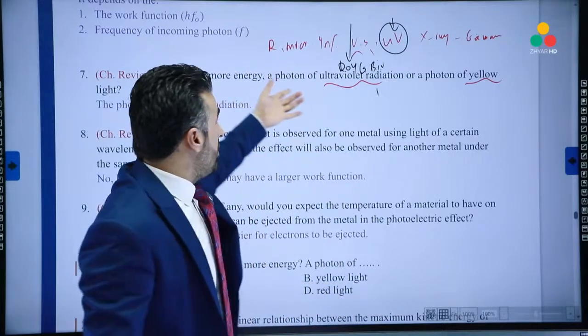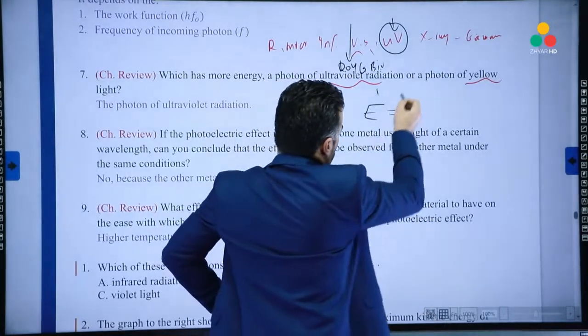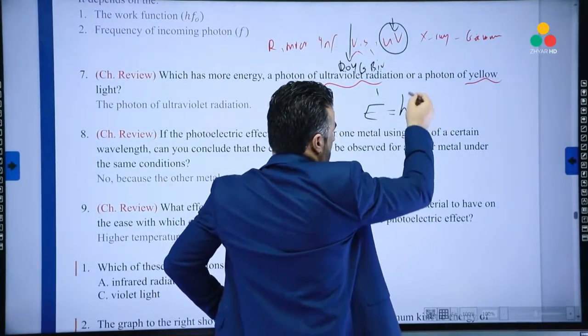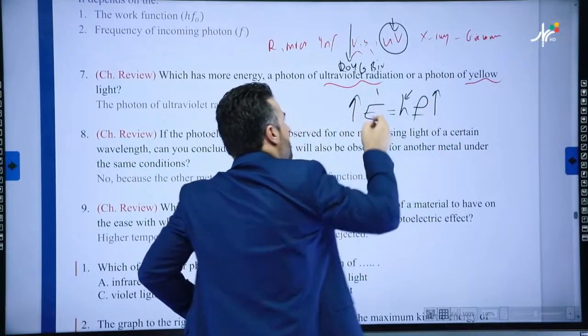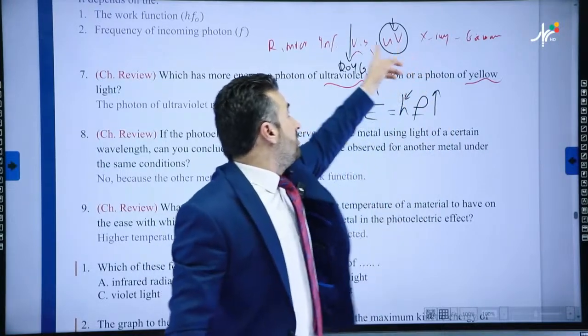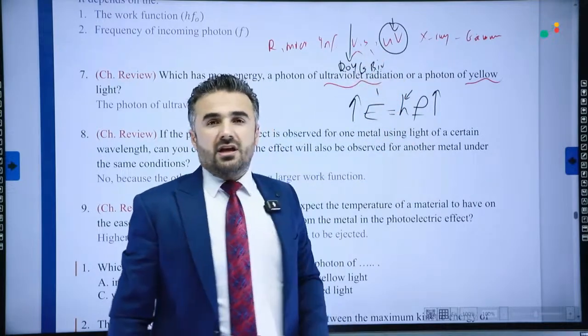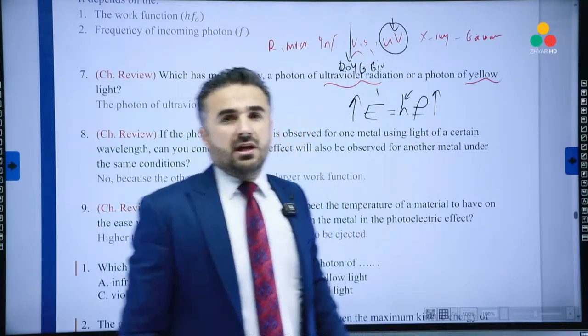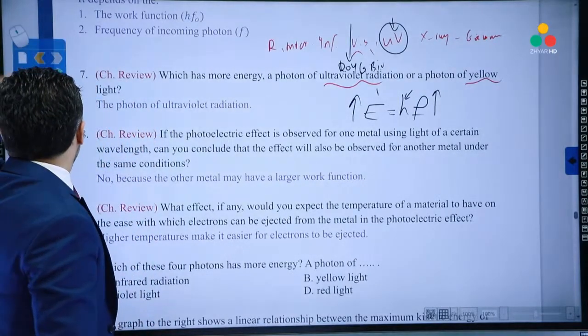So the question says, which one has more energy here? So, of course, energy is equal to what? Energy is equal to hf, yeah? So that means h is a constant. That's Planck's constant. The higher the frequency, the higher the energy, yeah? So which one of these two frequencies will have a higher energy? That is, of course, the energy for ultraviolet radiation, yeah? Well done. That is how you can do that.